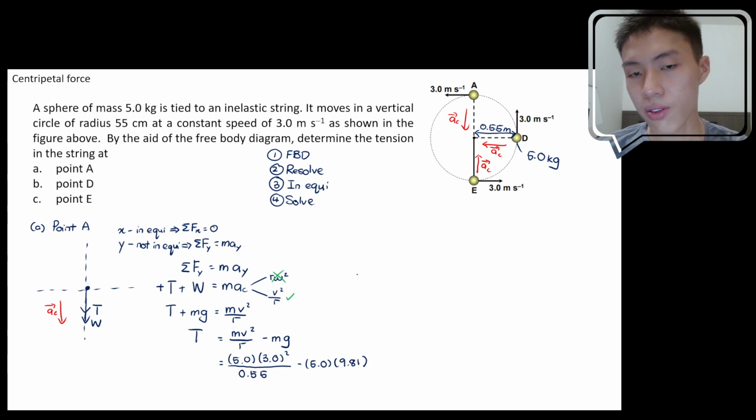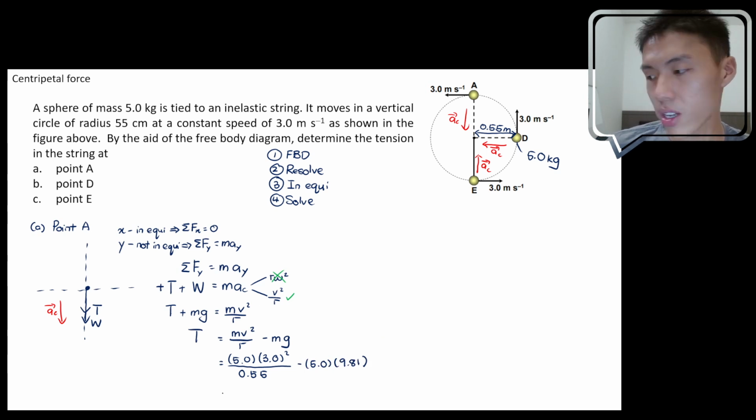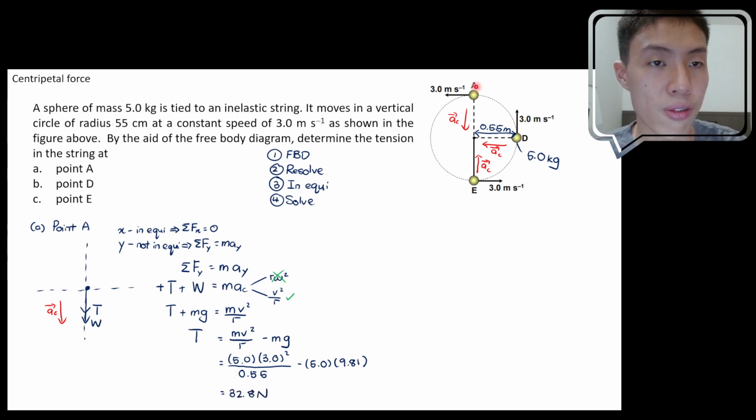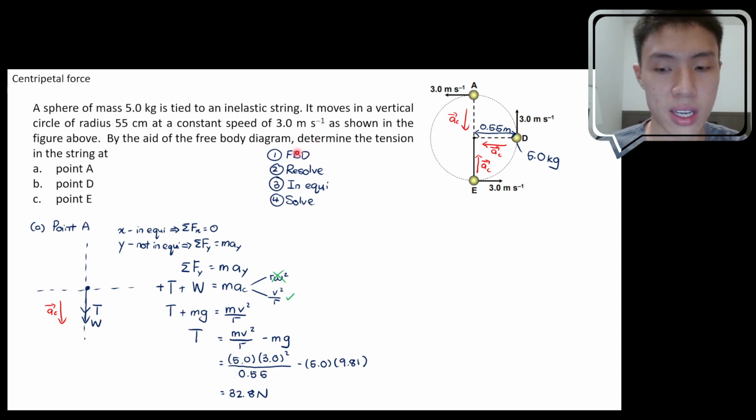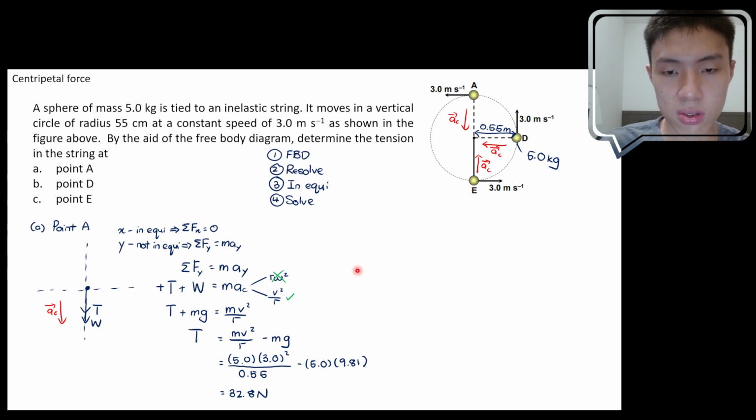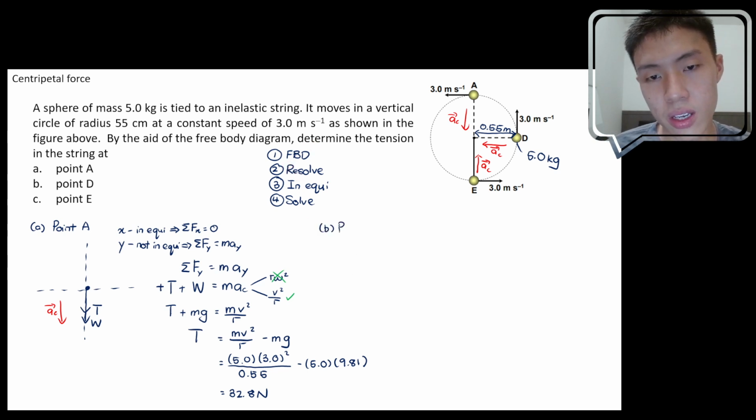If you calculate everything slowly and carefully, I believe you'll get the answer of 32.8 Newton for the tension when the sphere is at point A. So when the sphere is over here, the string is pulling on the sphere with a tension of 32.8 Newton. Once we are done with this question, we can proceed to the next point, which is point D.